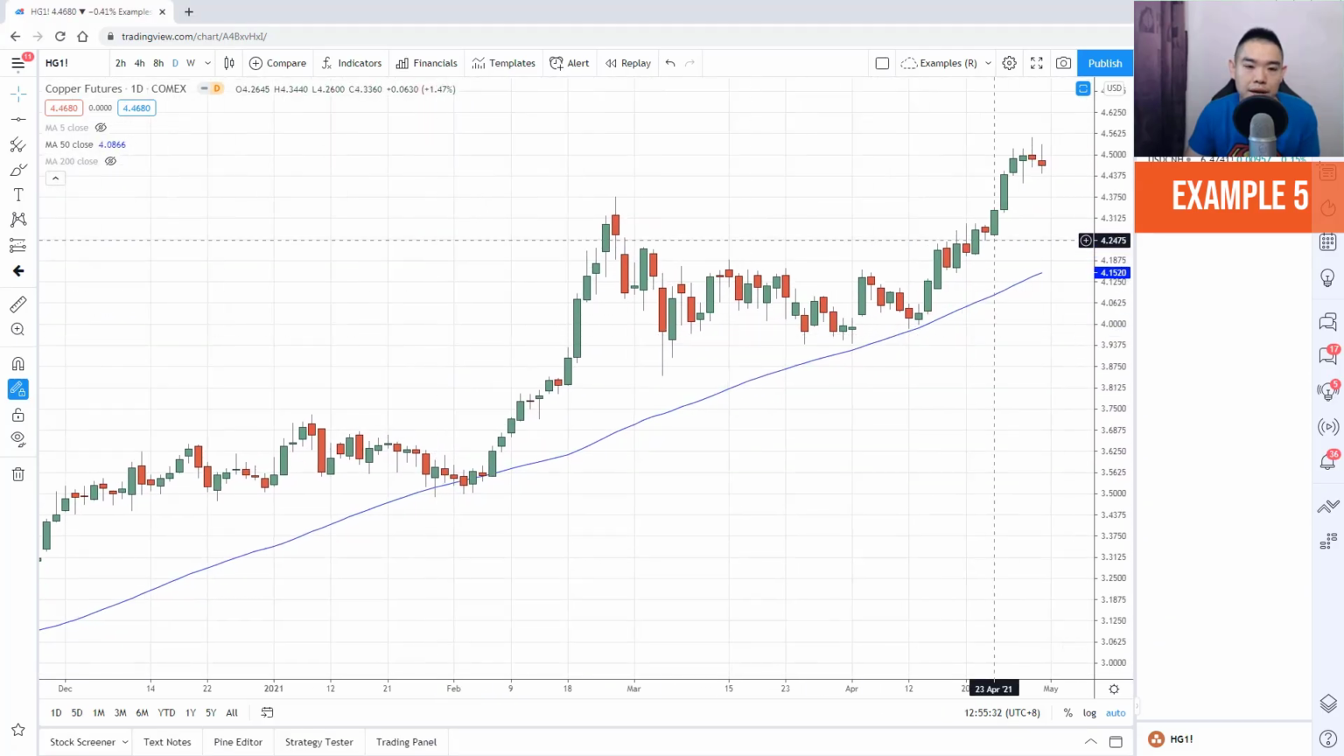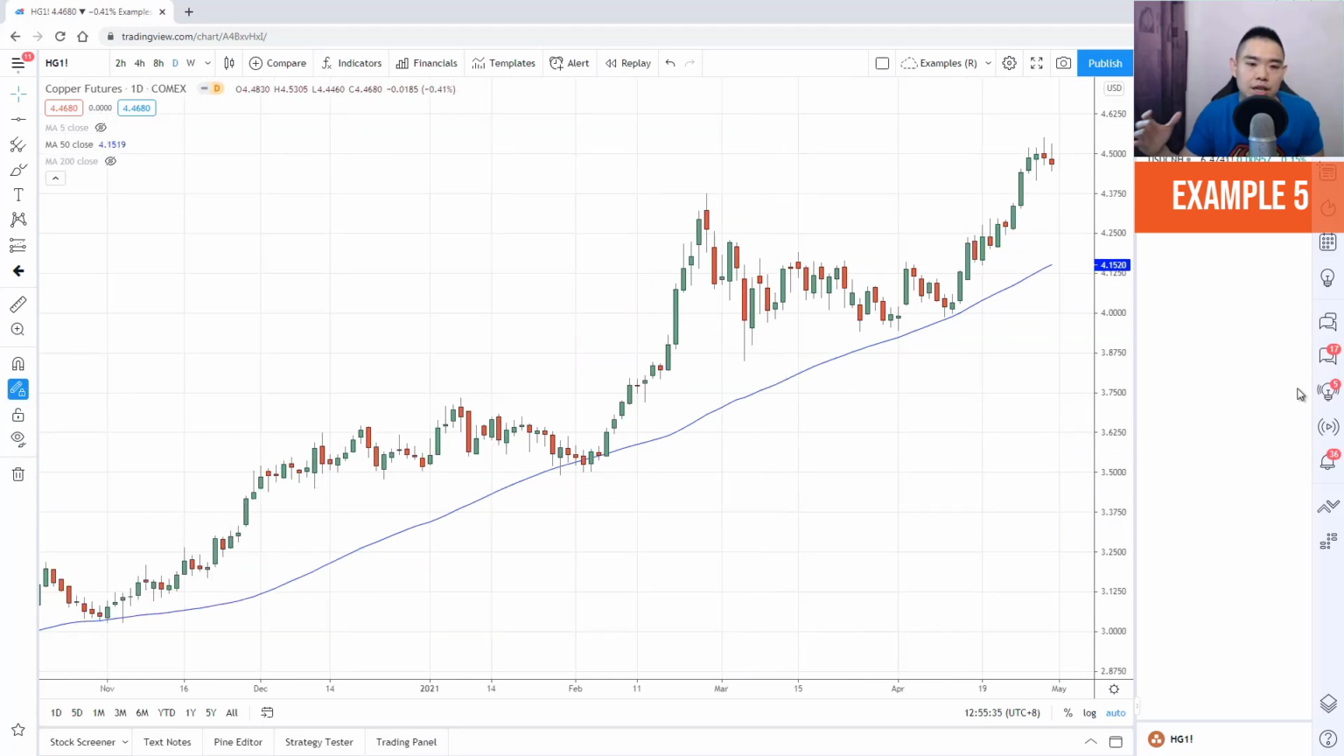And till now, the market is still moving in your favor. So of course, this is a cherry-picked example, but it's to illustrate to you how you can actually trail your stop loss to ride massive trends.